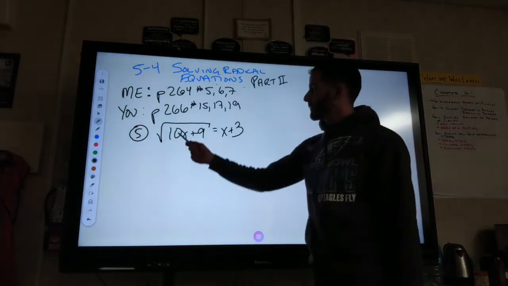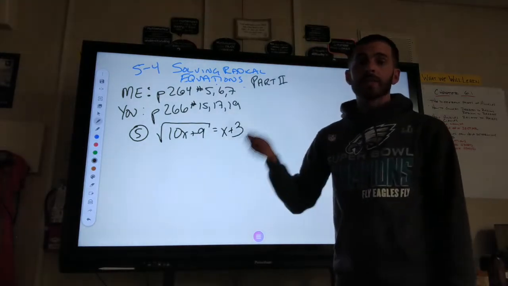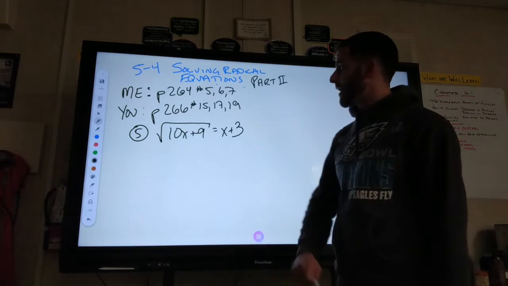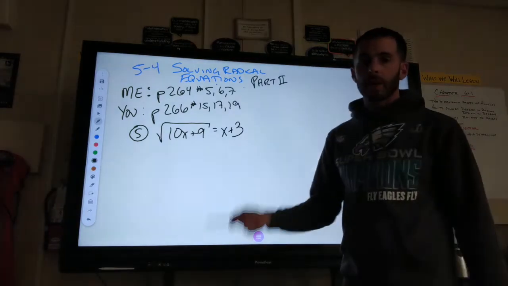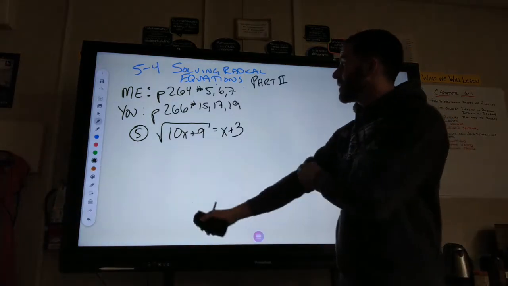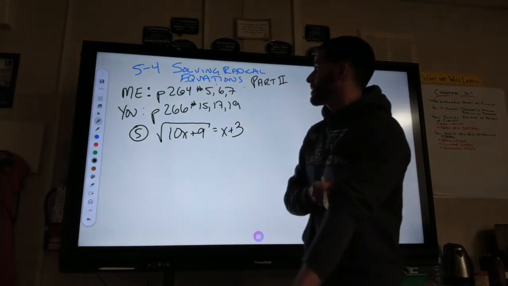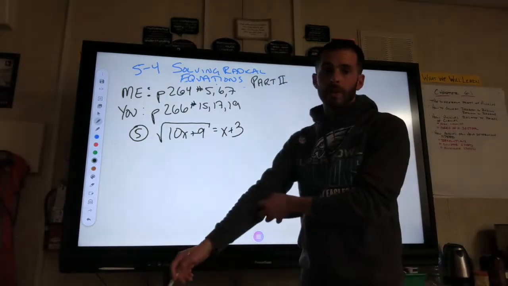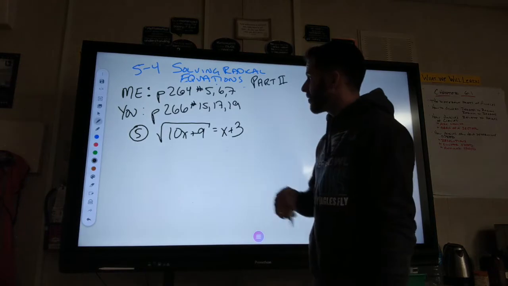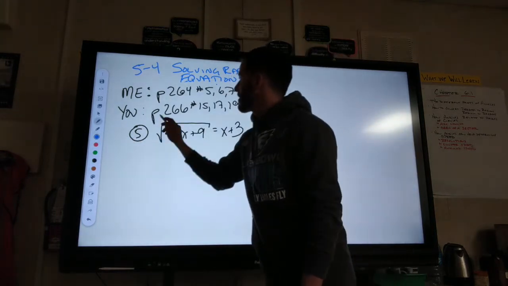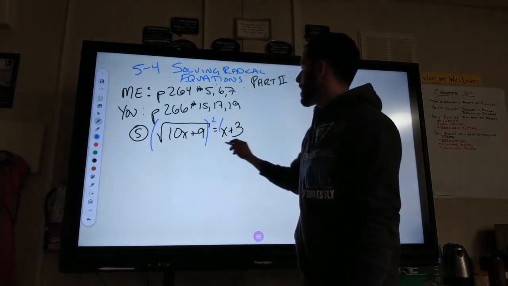Number 5. All right. We have x's on both sides, and that is a huge, huge problem in math. You can't have x's on both sides. You need to bring all the x's to one side. Problem is that this x is trapped underneath that radical. So it looks like the only thing I can do right now is square both sides.